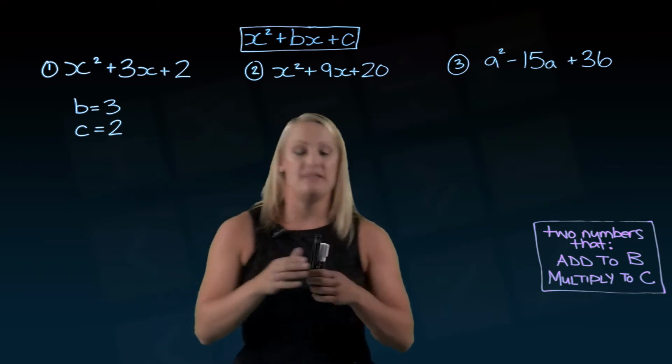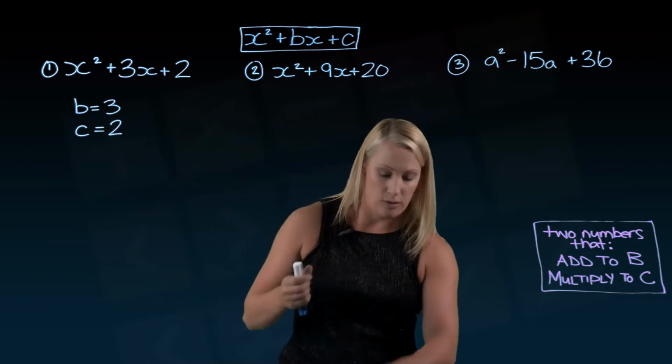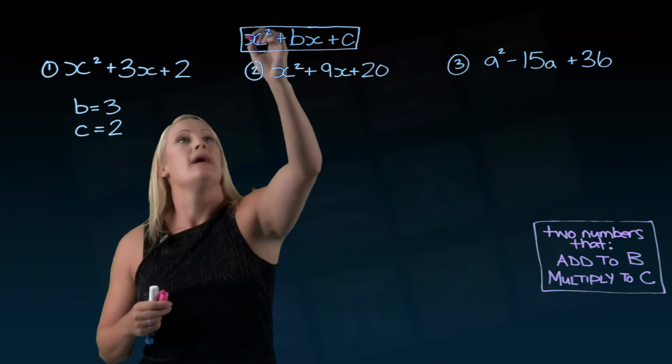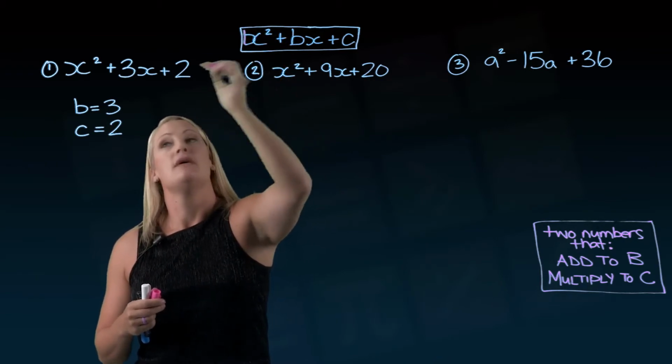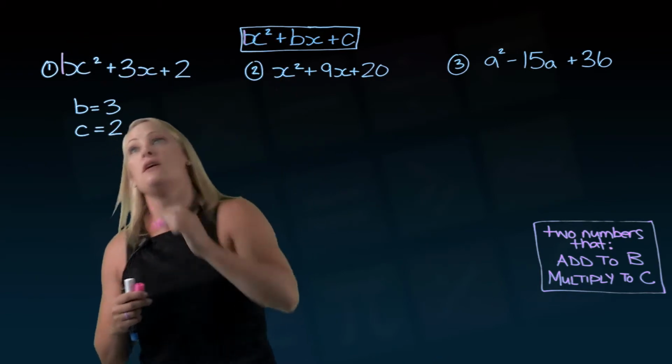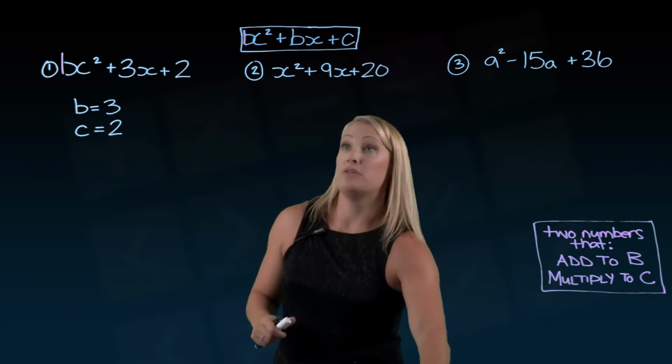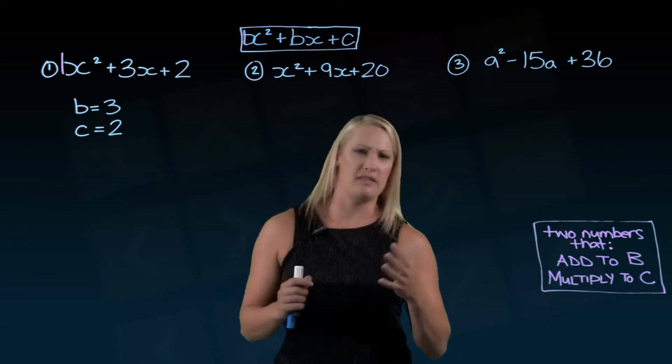Now this method does only work, and I thought I should probably mention it just to make sure, you can only have a 1 sitting out front. You can't have any other values sitting out front of that x squared. We'll take a look at that another time.